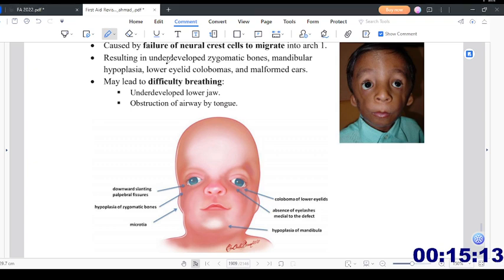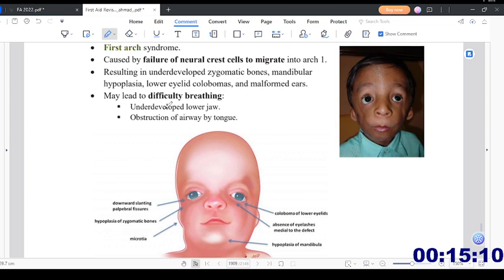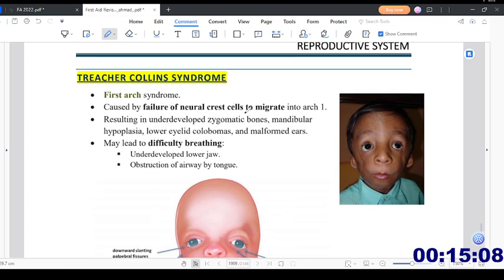Coming back, we have the cause. Okay, so the first arch syndrome is caused by the failure of neural crest cells to migrate into the arch, resulting in underdeveloped zygomatic bones, mandibular hypoplasia, lower eyelid colobomas and malformed ears. So if you can see, the eyelids have coloboma. I guess there is some piece of the eyelids that is missing.